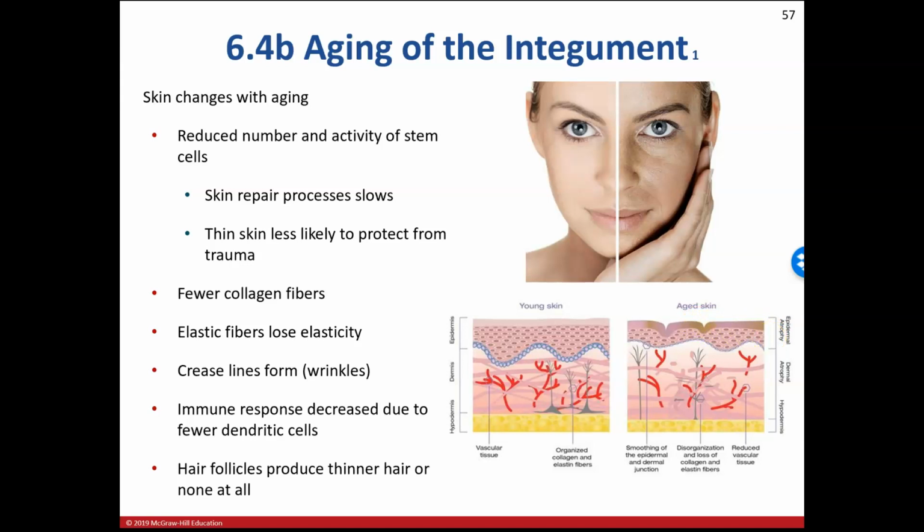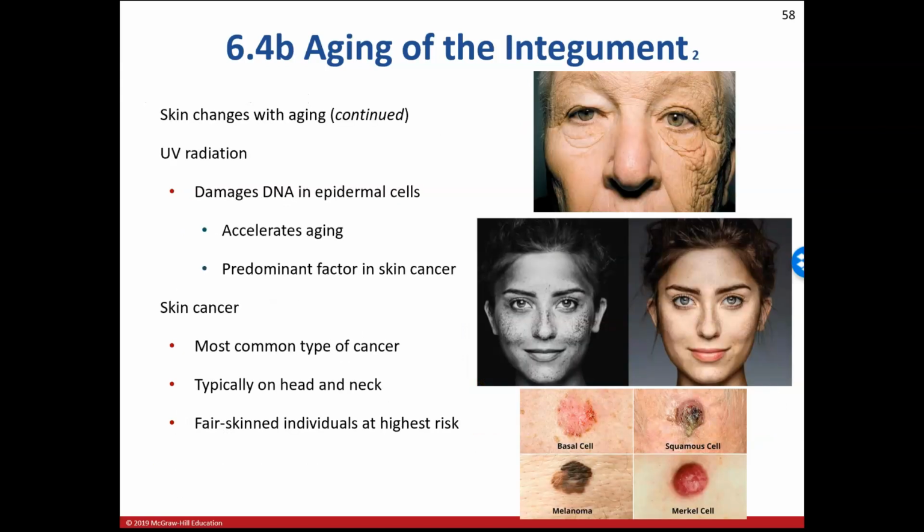And we'll see in the dermis, we will have fewer collagen fibers. Our elastic fibers are going to start to lose their elasticity, and we start to get crease lines that are going to form wrinkles. Our immune response is also going to decrease because we will have fewer dendritic cells within our stratum spinosum, our stratum granulosum, and our dermis layers. And our hair follicles are going to produce thinner hair or none at all. So they are less likely to keep us warm and will not help as much to keep pathogens out.